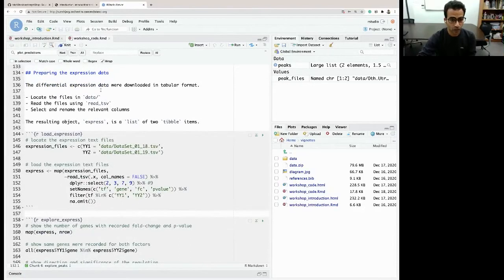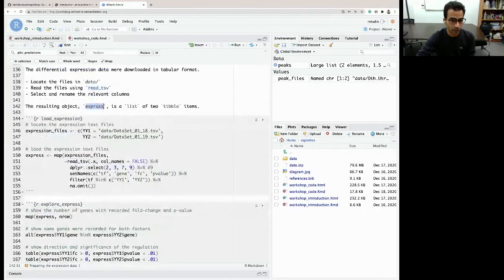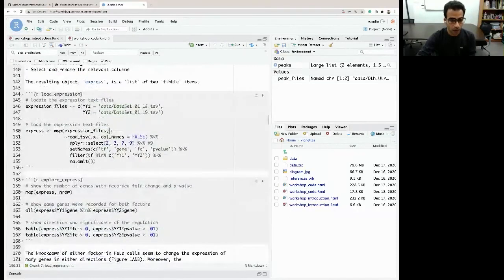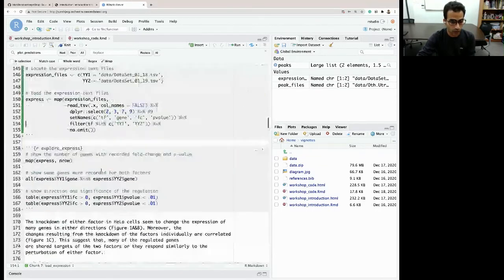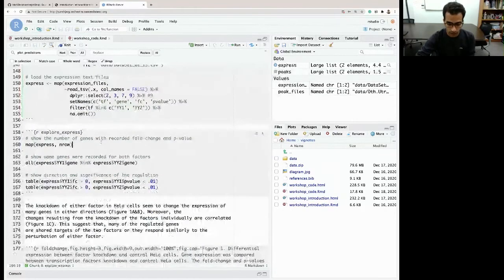So to prepare the gene expression, I'm locating the file in the data. There are just tabular files or text files. I'm using read_tsv to read the data in. I'll select the relevant columns, and then I'll name this object express. So this is doing that. Those are the 3 relevant columns. I'm naming them TF for transcription factor, gene for the gene symbols, fold change and p-value, and then I'm selecting only the data for the transcription factor that I'm interested in. I'm going to execute that, and then this is how it looks.